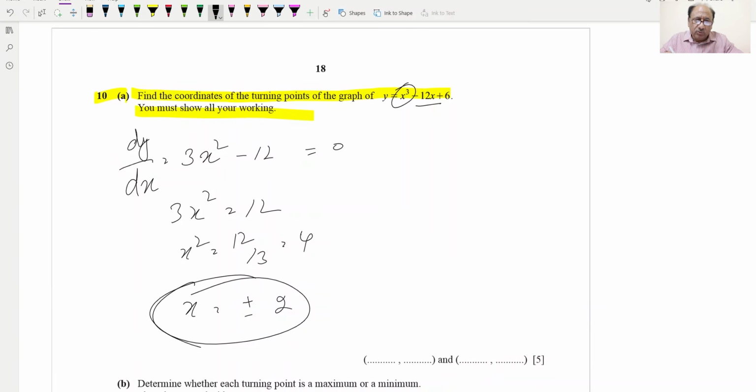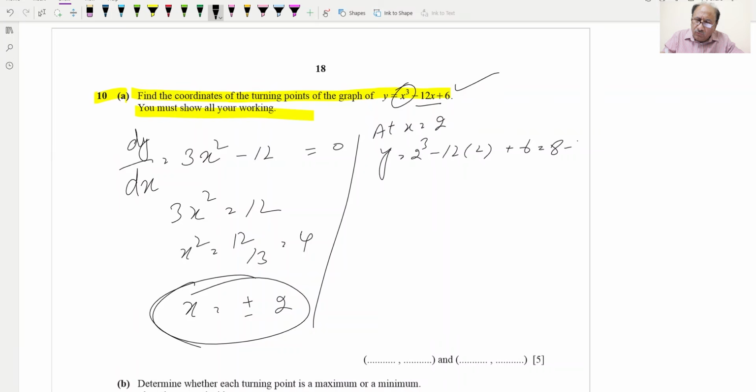Now at x is equal to 2, we need the coordinates basically. So we can solve here. At x is equal to 2, y will be what? We can replace x in this. So it will be 2 cubed minus 12 into 2 plus 6, and this will be equal to 8 minus 24 plus 6, so this will be minus 10. So our point will be (2, -10).